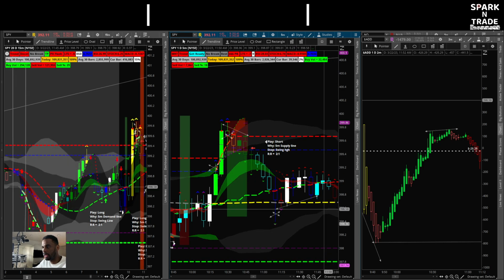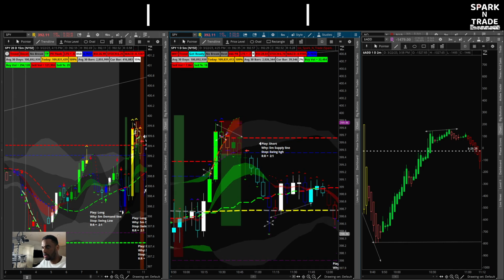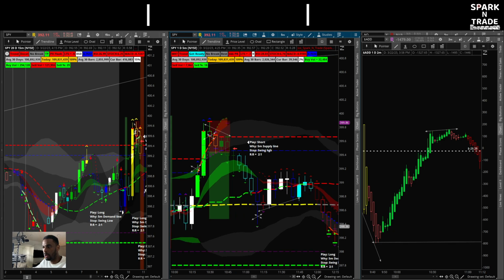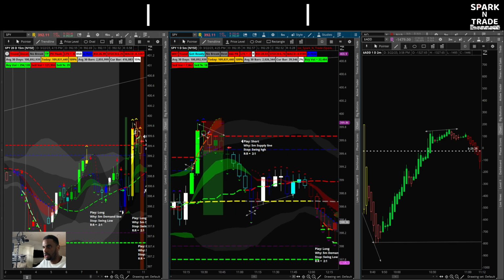Okay, if you stayed in there though with your runner, you got way more juice because they probably are going to go touch this demand zone 397. All right, so let's see if they do it.